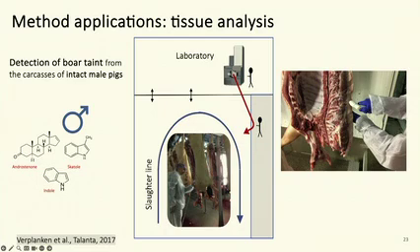So what we did is we actually installed the REIMS installation within the slaughterhouse and sampled the carcasses as they pass through the slaughter line. So it's a carcass every couple of seconds. It's a very high throughput analysis within a very unclean environment.